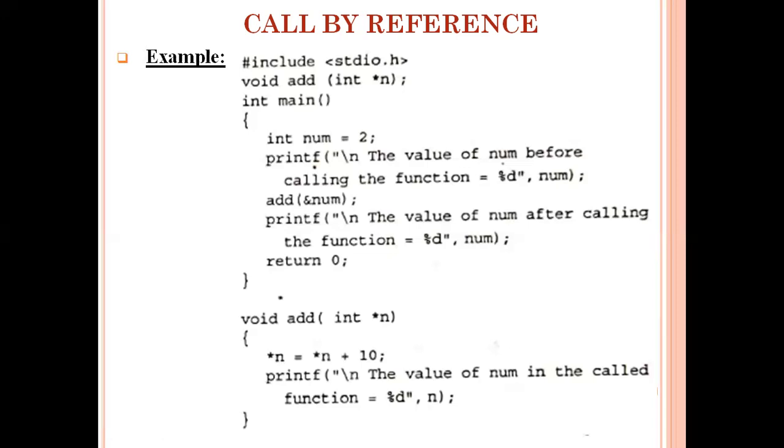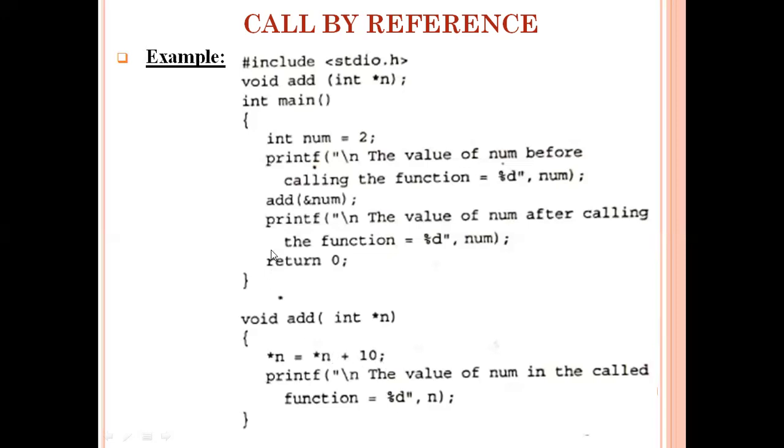After adding this value, next we print the value inside the definition of the called function: the value of number in the called function. When we are inside the called function, the value of the number is equal to n. So here n is updated by just adding the value 10.